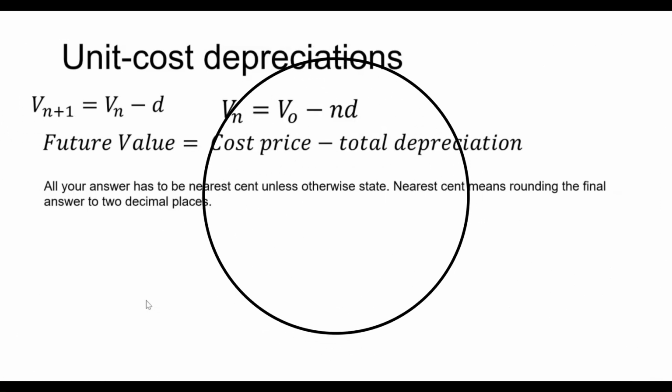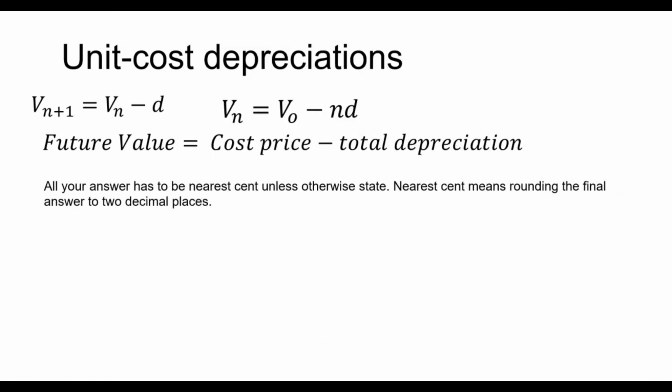Unit cost depreciation: the value of an item decreases based on how often that item has been used, how many times it has been used. So let's have a look at an example on unit cost depreciation. These are the formulas we need to be familiar with. This is the initial cost. This is the number of times it has been used. And this is how much it's depreciating.